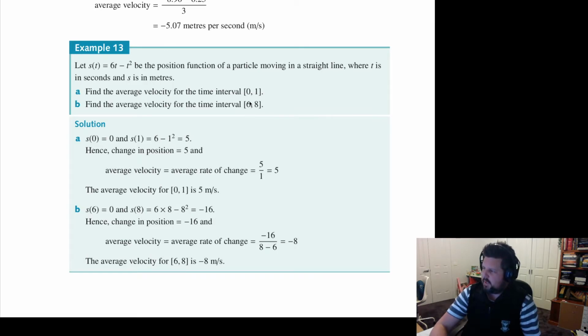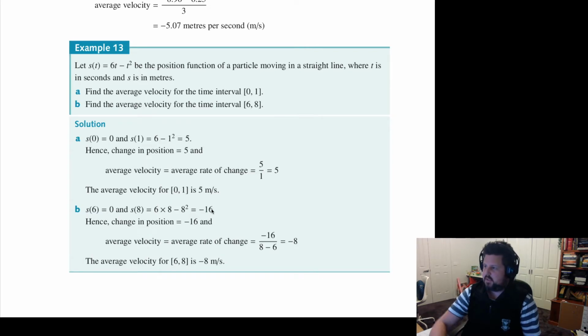So again, finding out what's happening when time equals 6, we plug that into the equation. We can get how many meters it is. So in that particular case, when time is 6, it evaluates to 0. And when we substitute in 8 as the time, we get 6 times 8, take away 8 squared, that is negative 16.